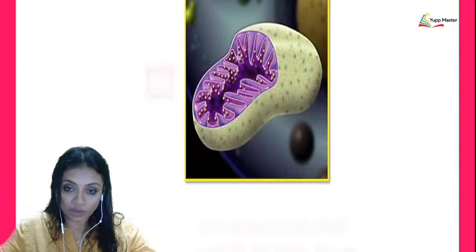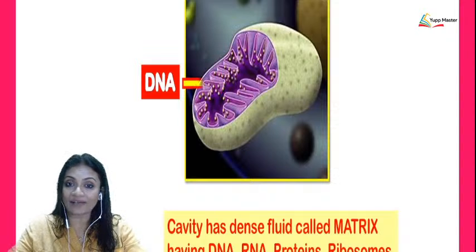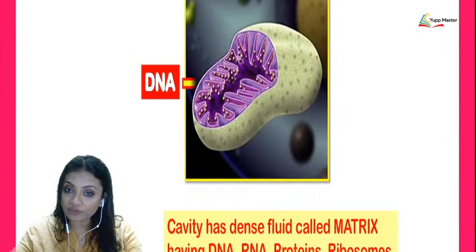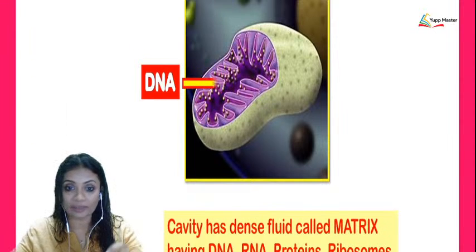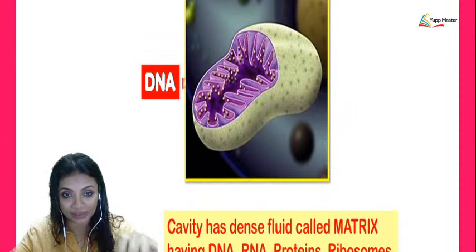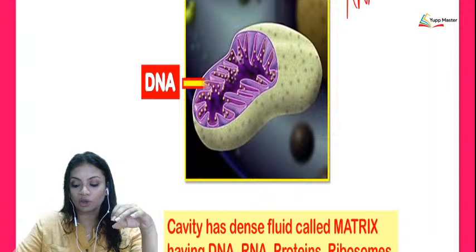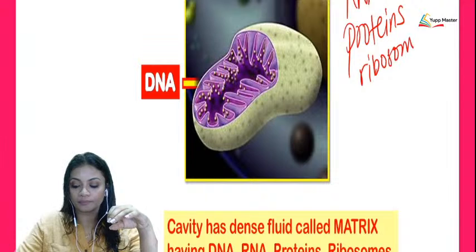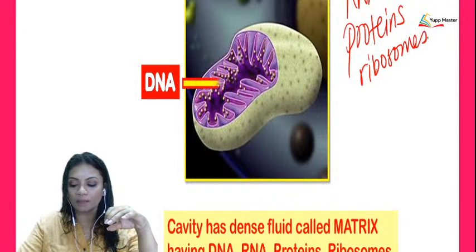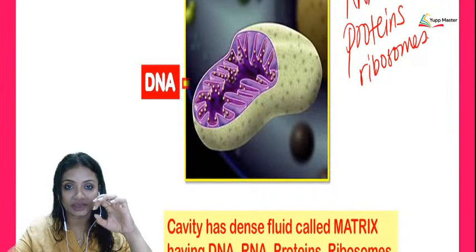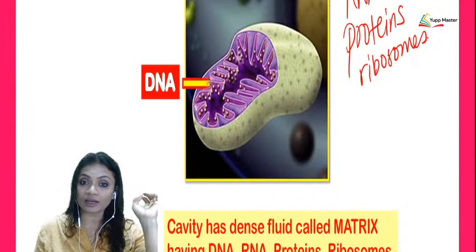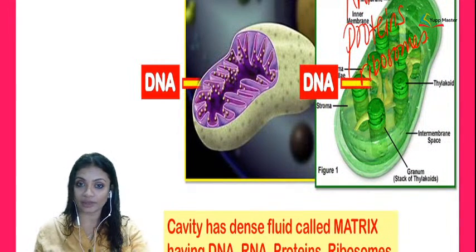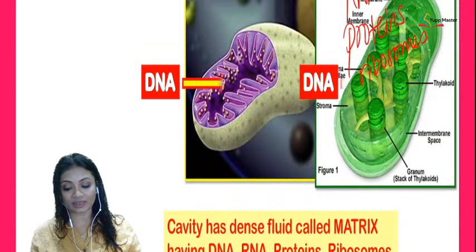Now we also see that the mitochondria has its own DNA. Okay, it has a cavity, and the cavity has a dense fluid. And that fluid, we know, is called the matrix. The matrix has not only DNA, it also has RNA, proteins, and ribosomes. So in the matrix of the mitochondria, there is DNA, there is RNA, there are proteins, and there are ribosomes too. All right. This is also seen in the matrix of chloroplast. In the matrix of chloroplast also we can see this DNA present.